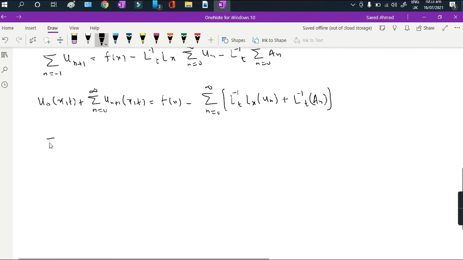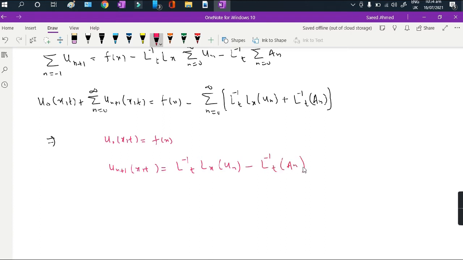Now we compare both sides, and after comparing, what we get is u_0(x,t) equal to f(x), and u_{n+1}(x,t) equal to minus L inverse t L_x of u_n, minus L inverse t of A_n, where n is 0, 1, 2, 3 and so on. We get this recurrence relation from the last term. We use this recurrence relation to retrieve all our components starting from u_0, which will of course be given. When n is equal to 0, the next term generates u_1, which involves u_0, which we already have as a function of x. Putting it in and simplifying, we get u_1, and the same way we get u_2 and u_3 and so on.